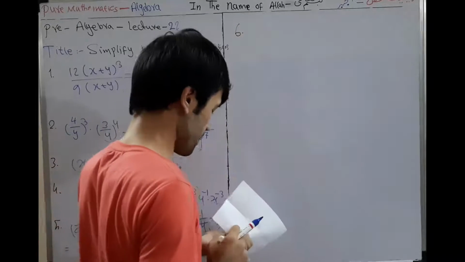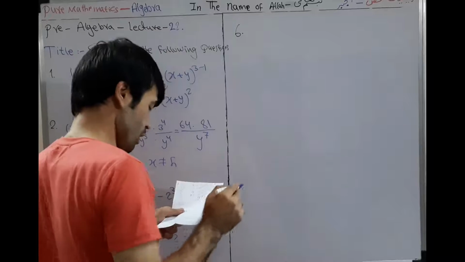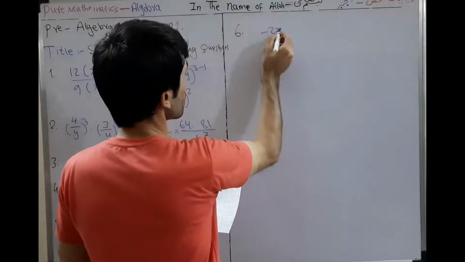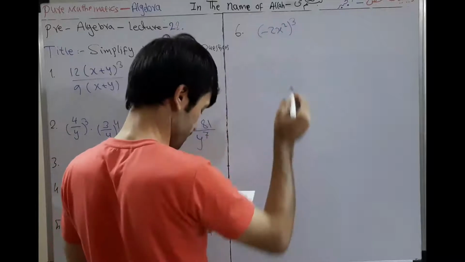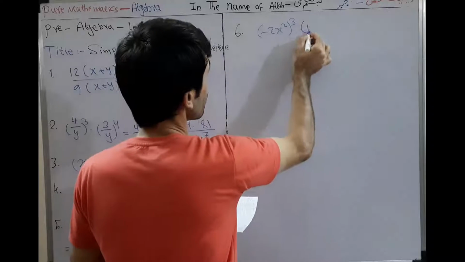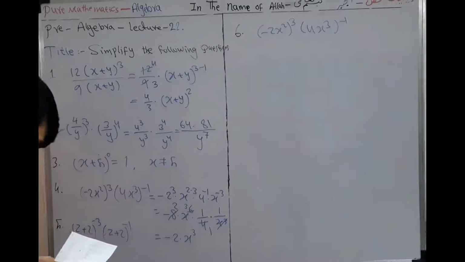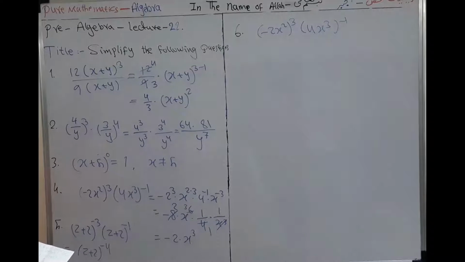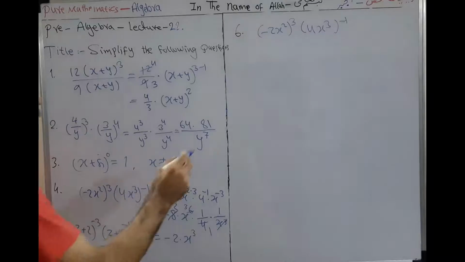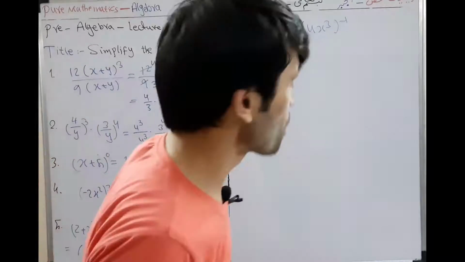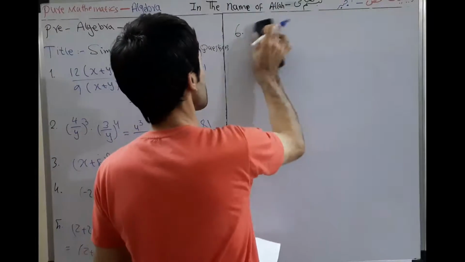Question number 6. (Minus 2x squared) to the power 3 into (4x cubed) to the power minus 1. Number 4 and 6 are repeated. We have this question, we solved this question already.